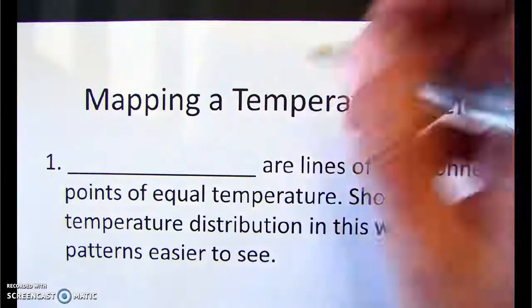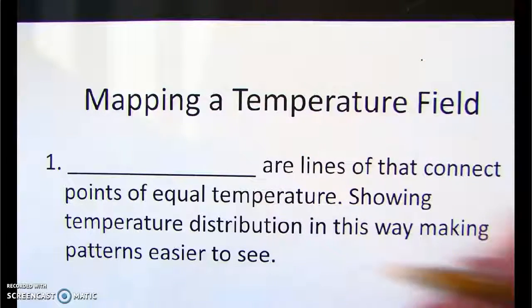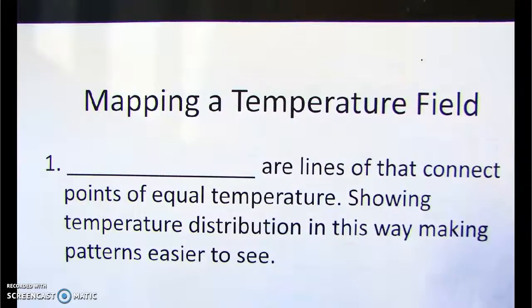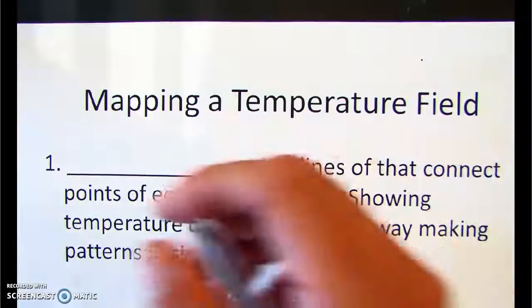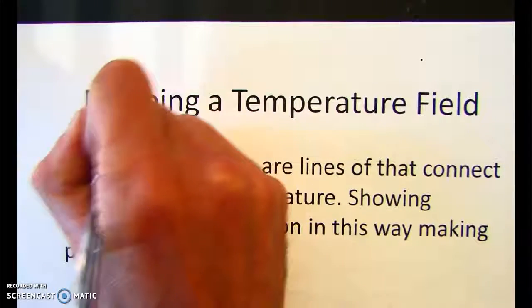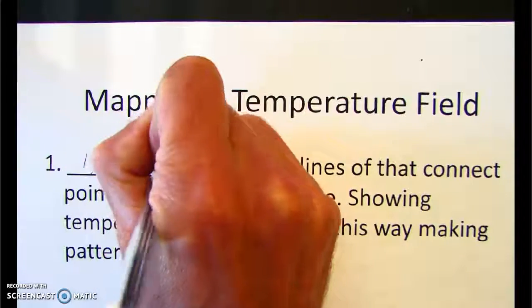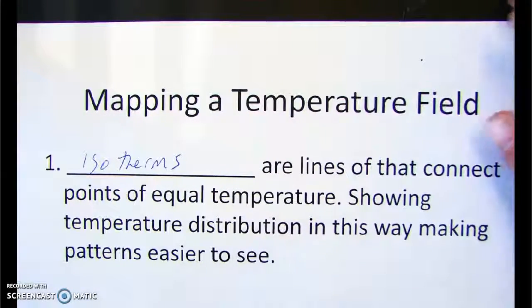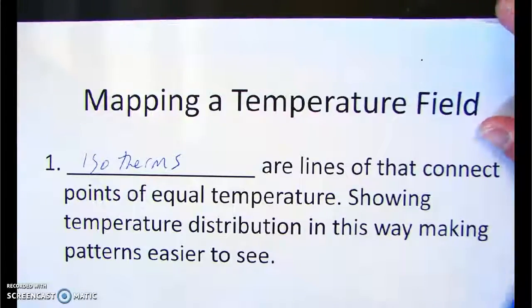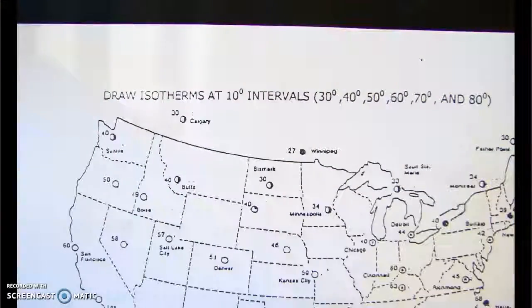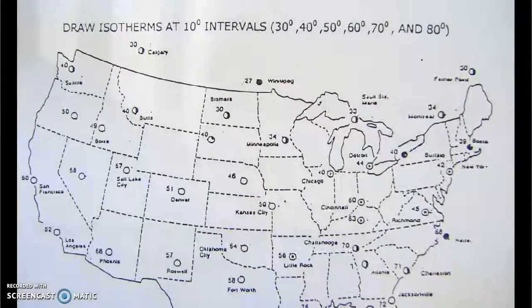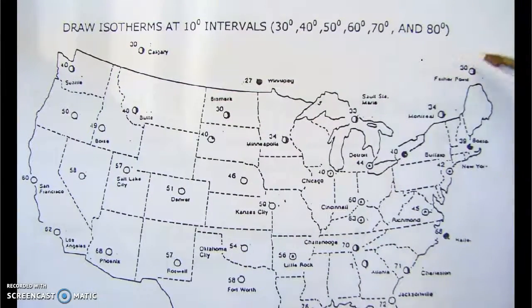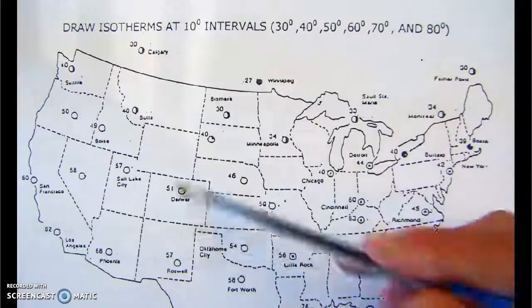So when we're dealing with temperature, and you might remember this from back in September, iso lines are lines that connect points of equal value. When they're specific to temperature, we call them isotherms. So these are lines that connect points of equal temperature. Now this map shows temperatures that were taken at various cities around the country.